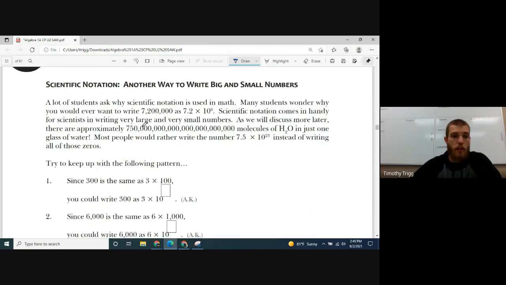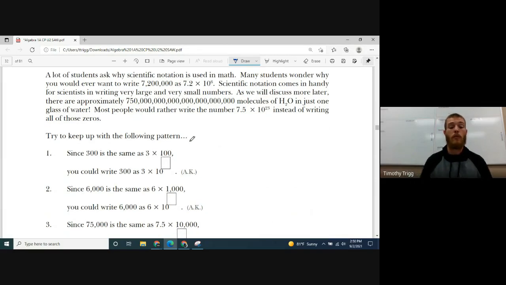So now we're going to talk a little bit about scientific notation. Scientific notation is used basically to write down very large numbers or also very small numbers. Because a lot of times, especially in scientific areas, we deal with extremely large numbers or extremely small numbers often. So for example, there are this many molecules of water in just one glass of water. So that's 7.5 times 10 to the 23rd. But see how much faster it is to write this, right?